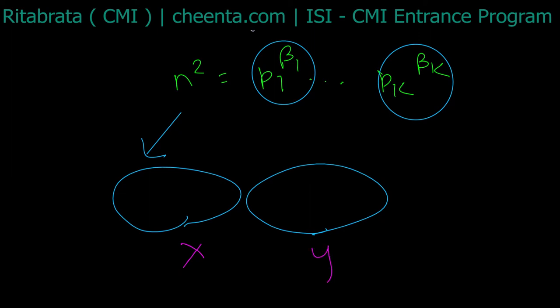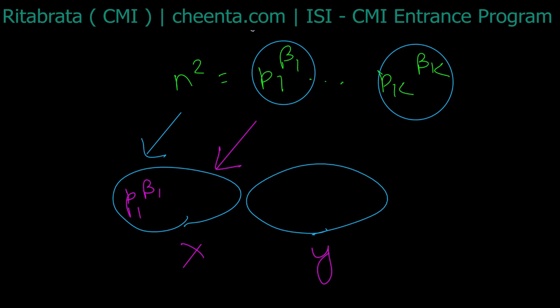None of the prime powers, like p1, can contribute to both x and y, because if p1 is present in both x and y, then the GCD would be at least p1, which would be a contradiction because x and y are co-prime. So if p1 is present in x, then all the powers of p1 must be present in x, because if some part is present in x and some other part in y, then p1 divides both x and y, so they are not co-prime. So as they are co-prime, all powers of each prime contribute to exactly one of x and y.